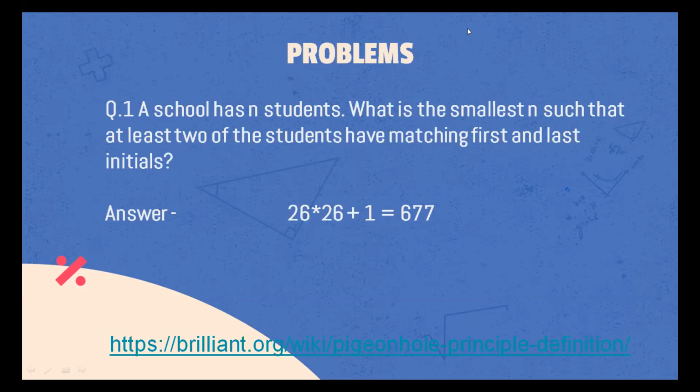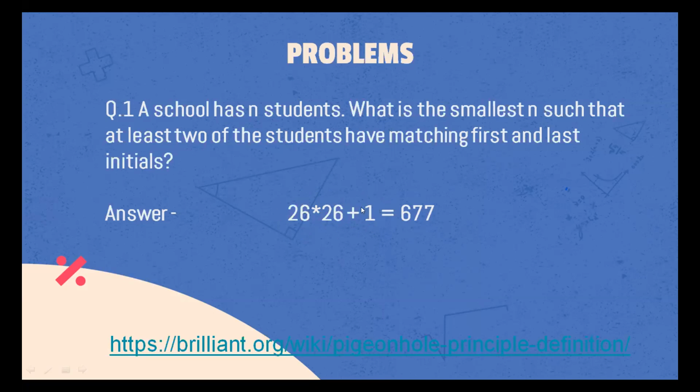Just let me take a look at the chat. Okay, so what everyone is saying is this 26 stands for the first initial, and this 26 stands for the last initial, right? So it can be repeating. Someone could have initials AA or maybe CC, DA, or maybe GB, anything. So we have 26 times 26 chances of that, and plus one is because we want the.